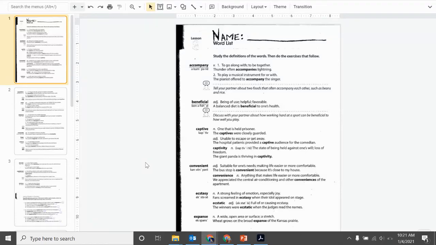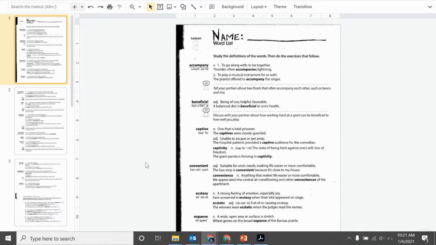Here is vocabulary 8A through 8D. I'm going to read over the words and then go over a couple of examples in each section for you to give you an idea after the break, a little refresher on how these are done.